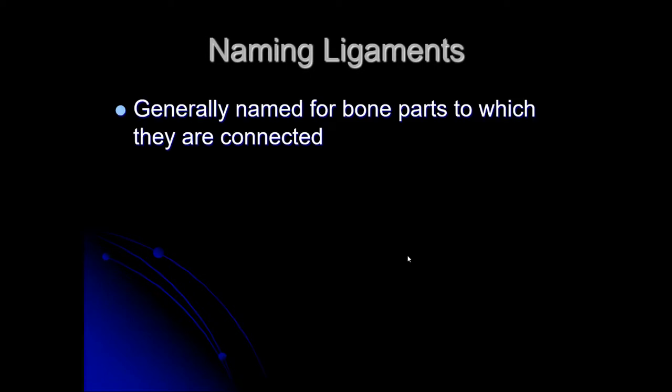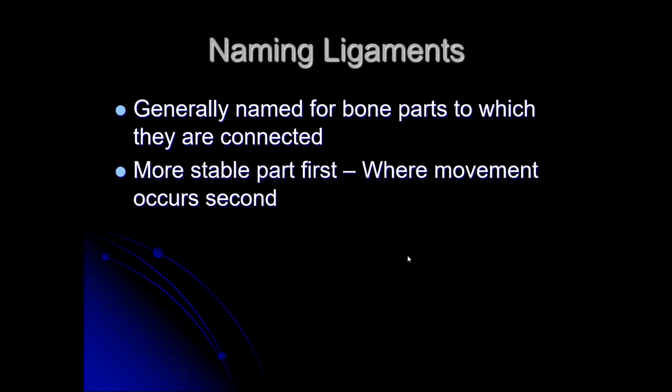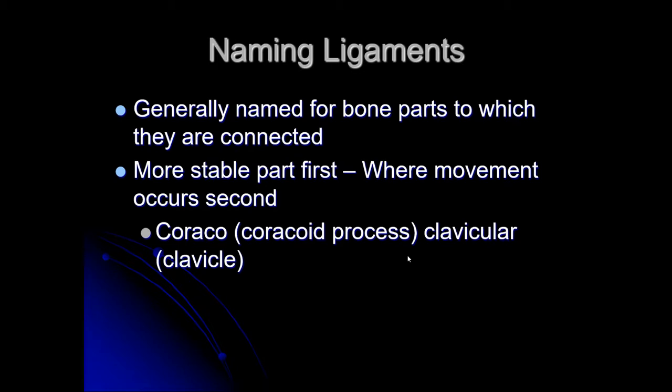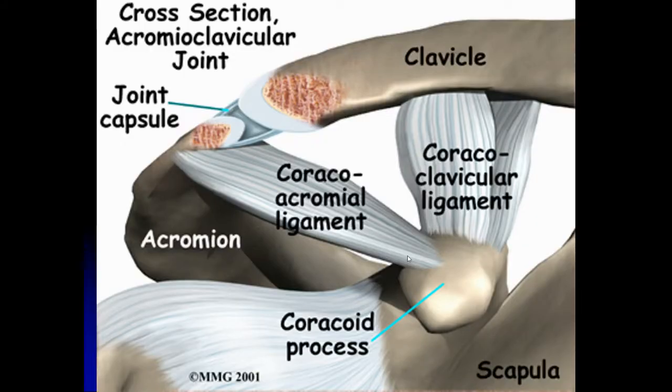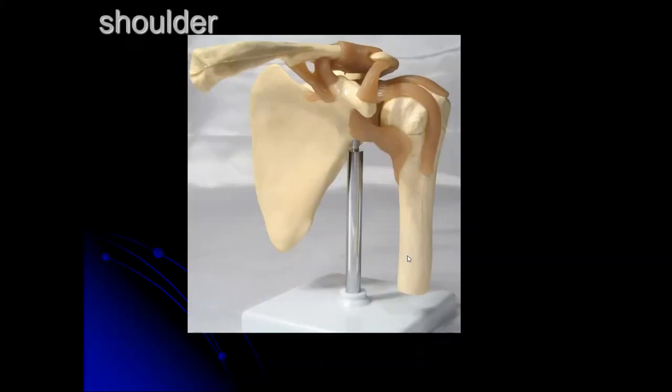So now that you know how to name ligaments, we're going to look at some specific joints. And so again, we're going to look at the hip, the shoulder, the knee, and the elbow. So here are a few ligaments, and we already named these as well. If you look, this is the shoulder joint, and you can see these ligaments.